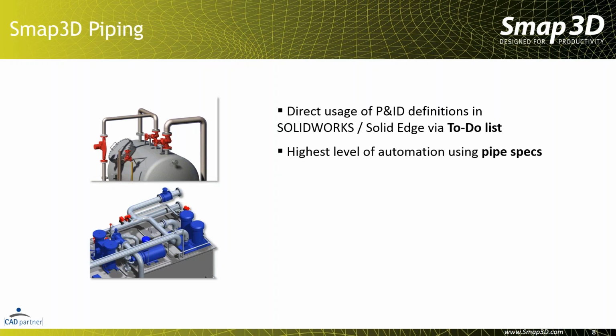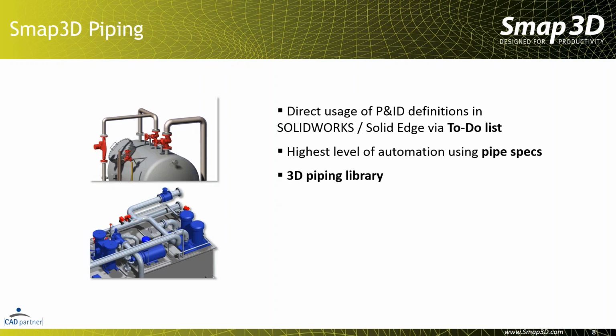We are using pipe specs. It's really a must for the software, so it only works with pipe specs. Pipe specs have to be defined before as a standard, and then everybody in the company knows what to use. And we are only working with the 3D sketch. Then the pipe spec will be assigned to the sketch, and the rest will be done automatically by the software.